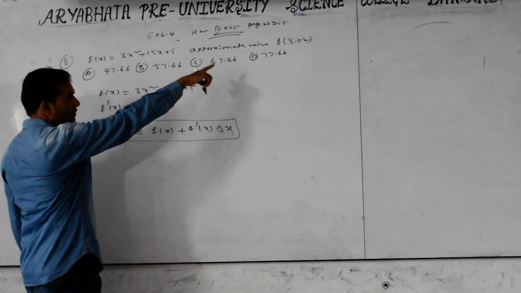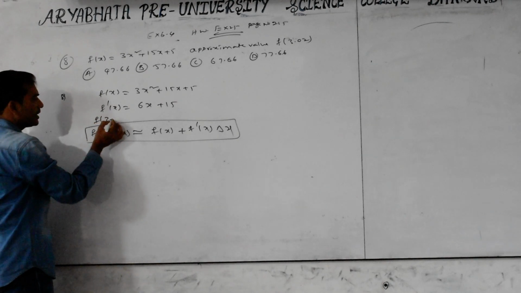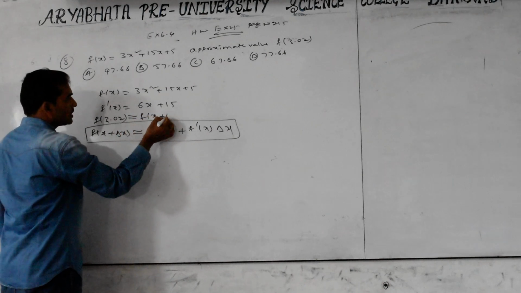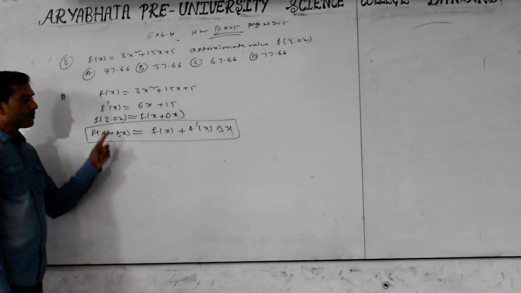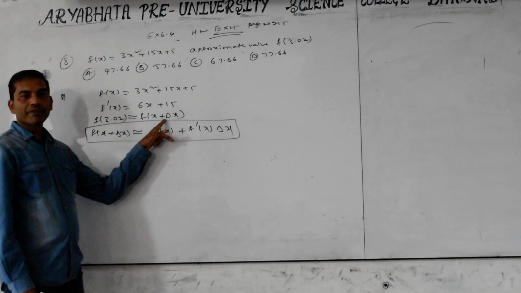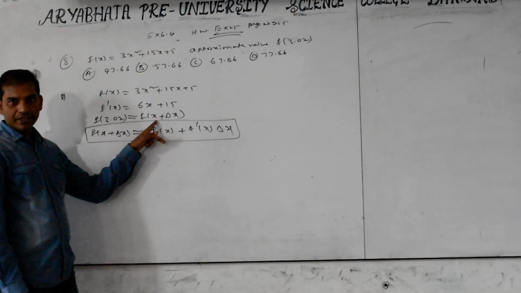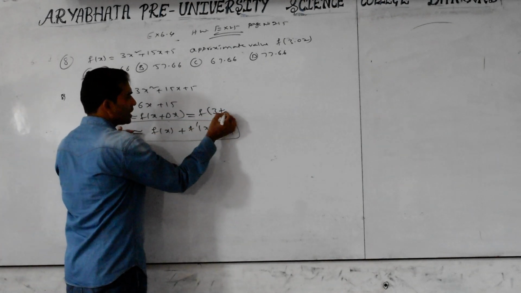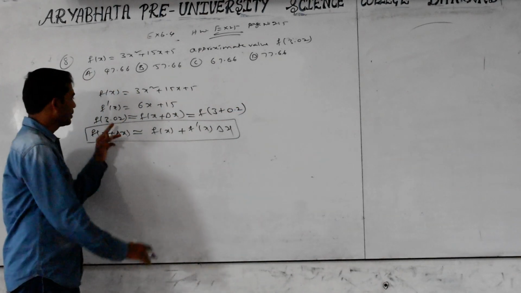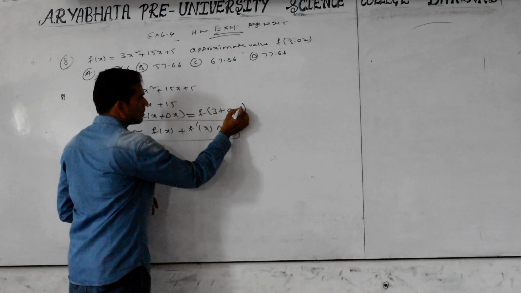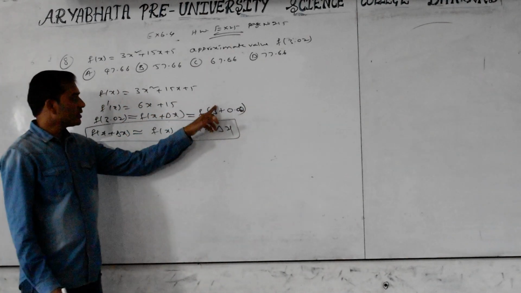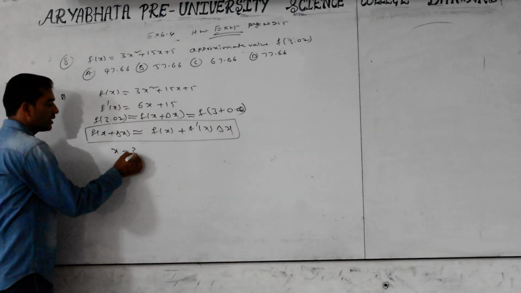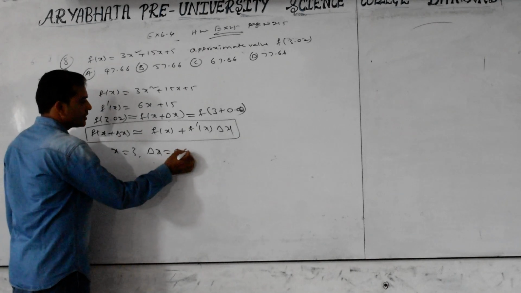Now we are going to find f of 3.02, which is f of x plus delta x. Can I write 3.02 as 3 plus 0.02? Compare with this: x equal to 3 and delta x equal to 0.02.